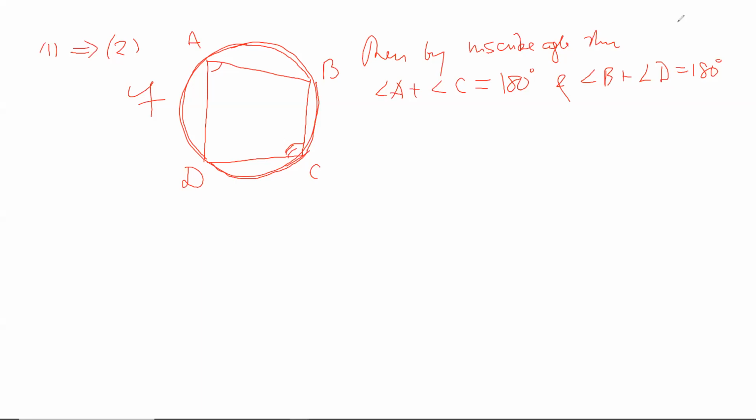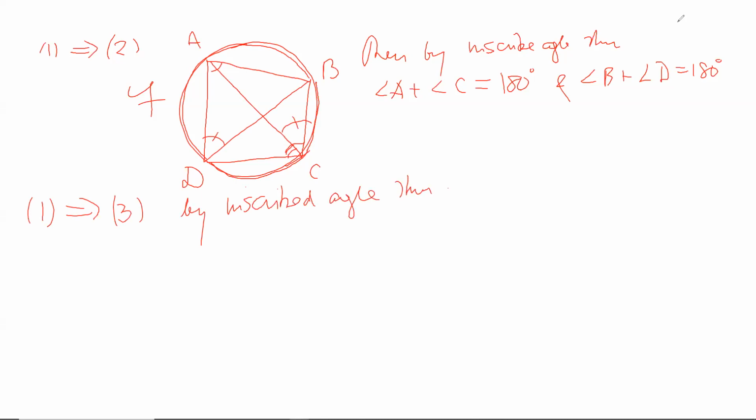Okay, so this 1 implies 2 is clear. 1 implies 3 is also clear. Do you agree? So in that case, angle ACB, this angle here, is equal to this angle. So this is also by the inscribed angle theorem, yes? Now, how do I prove the converse of this?